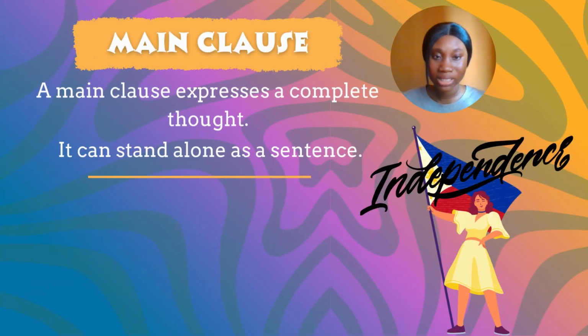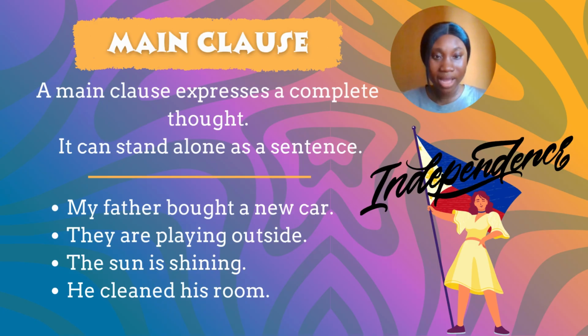So beginning with main clause. A main clause expresses a complete thought. It can stand alone as a sentence. That means once you have said the main clause, you are good to go. You don't need to add any other thing for your message to be understood. A main clause is independent.